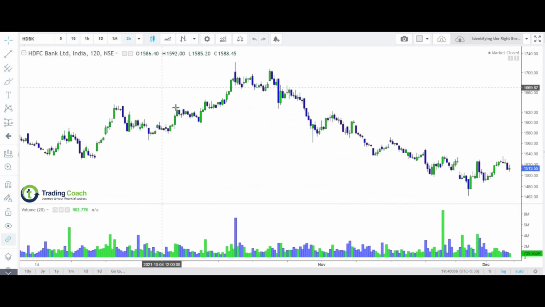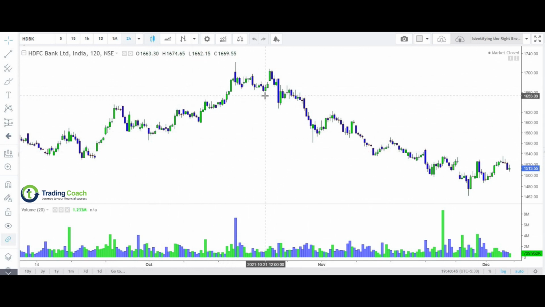Alright, so first let us start with this particular chart over here. Right now I'm looking at HDFC Bank Limited on the 2-hour time frame. If you look at this chart, you can see that the market has been falling for the last couple of weeks. Since the mid of October, we are seeing a consistent sell-off in the HDFC Bank share prices. But if you really look at this price action, you can see that there is actually a breakout over here.